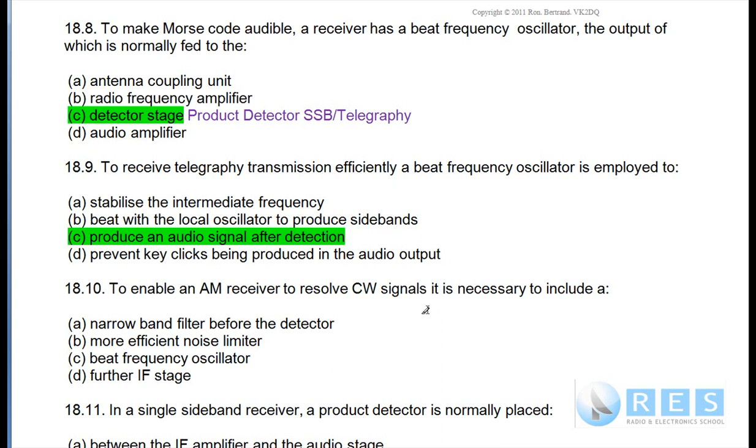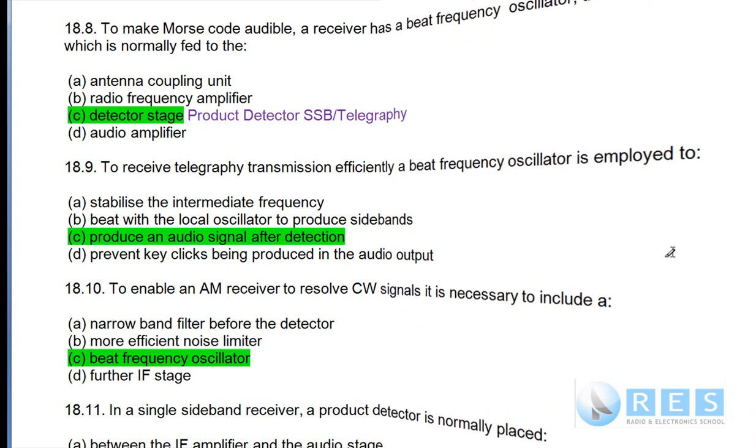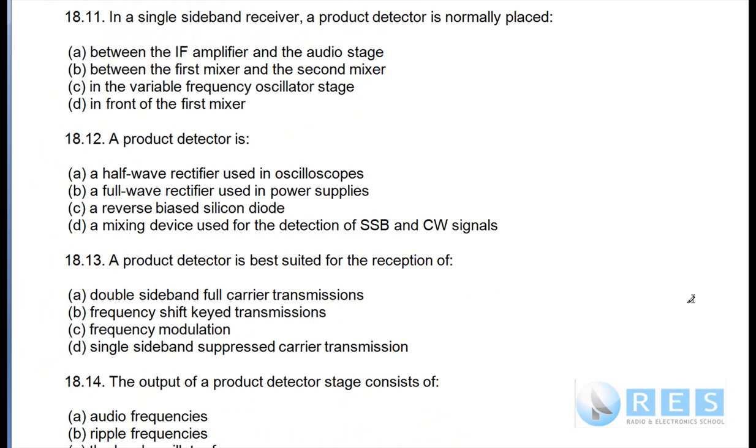18.10. To enable an AM receiver to resolve CW signals, it is necessary to include a beat frequency oscillator. Not so hard. 18.11. In a single sideband receiver, a product detector is normally placed between the IF amplifier and the audio stage. And you would just look at the block diagram, and if you become familiar with your block diagram, you'll be able to answer any of those questions.